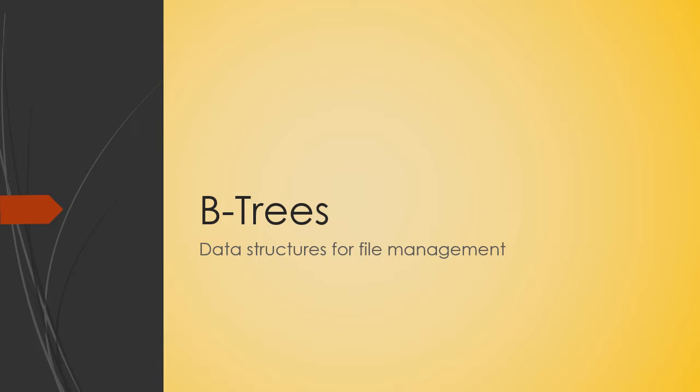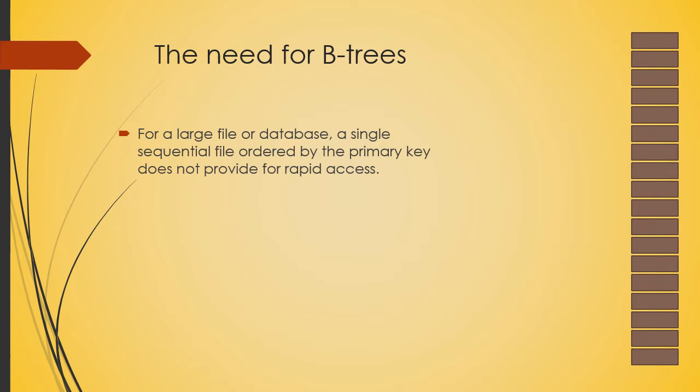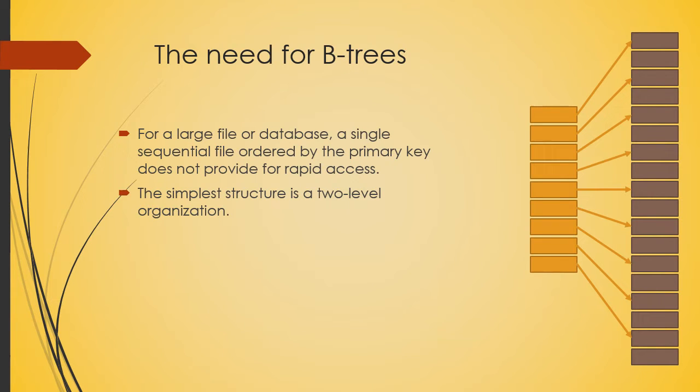Today we start the lecture with B trees, which are data structures for file management. The need for B trees. In the previous lecture, we used an index file to access individual records in a file or database. For a large file or database, a single sequential file ordered by the primary key does not provide for rapid access. To provide more efficient access, a structured index file is typically used. The simple structure is a two-level organization.